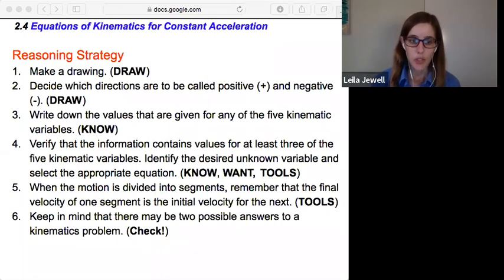Number 5 is an interesting point. When the motion is divided into segments, remember that the final velocity of one segment is the initial velocity for the next. So that's under tools or the known information. You might want to rewrite your knowns for the second segment versus the first one. And then to keep in mind, there may be 2 possible answers to a kinematics problem. So you always want to check and make sure that what you have is actually reasonable, that it makes sense. You don't just say, cool, my calculator gave me an answer, I'm going to write that down and move on with my life. You want to go, wait, okay, connecting back to reality. Is this reasonable?